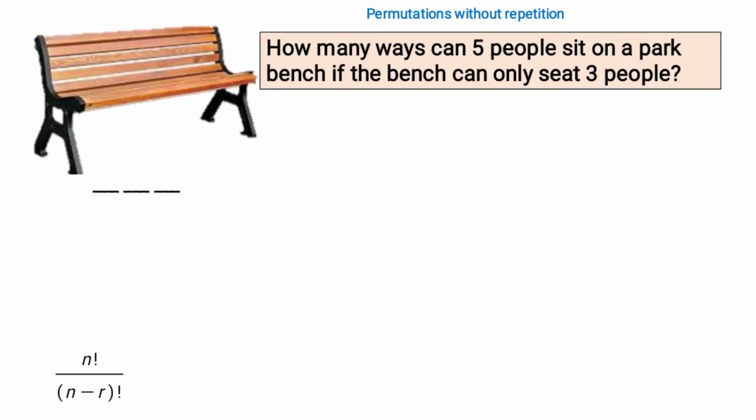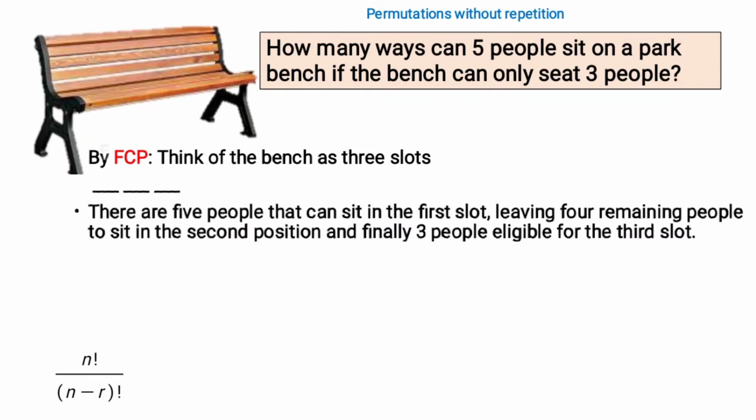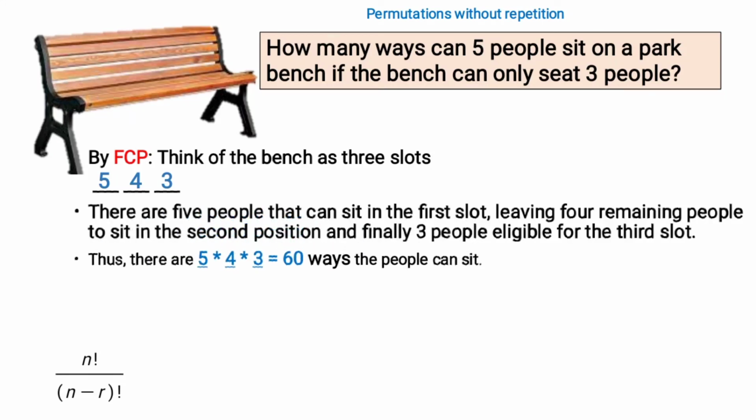And for our next problem, how many ways can 5 people sit on a park bench if the bench can only sit 3 people? Here we'll use FPC. So, think of the bench as 3 slots. Therefore, we can have 5, 4, and 3. There are 5 people that can sit in the first slot, leaving 4 remaining people to sit in the second position. And finally, 3 people eligible for the third slot. Thus, there are 5 times 4 times 3 is equals to 60 ways the people can sit.